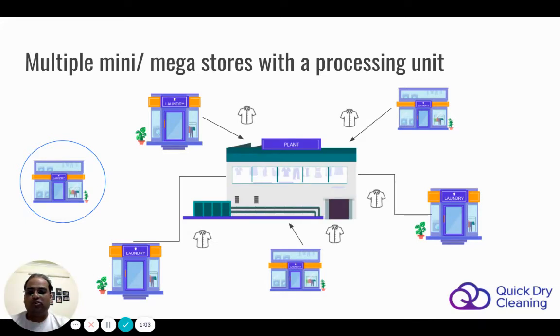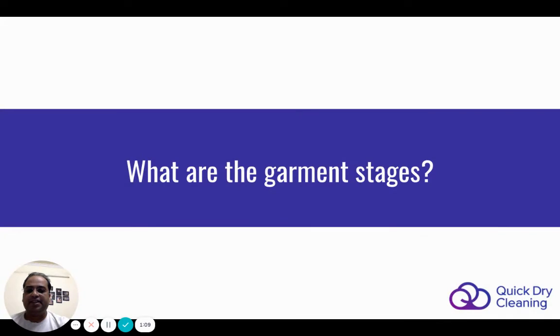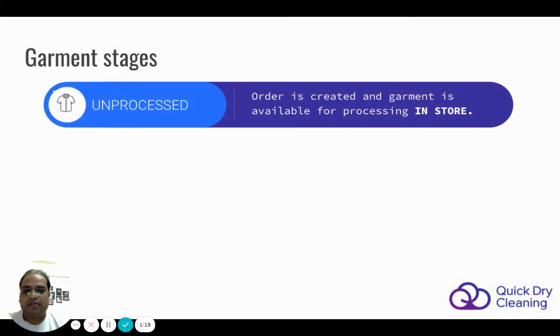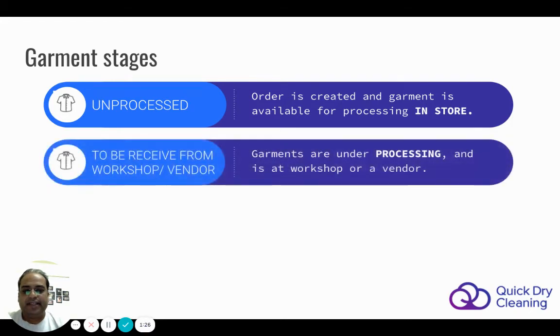Now, to control all these different types of scenarios, we need multiple garment stages. Now let's talk about what the garment stages are. So the first stage is unprocessed. Once you have created the order, the garments are still in the store and are pending, available for processing. Next is when you have sent garments for processing and you are still waiting for these garments to be received back from a workshop or a vendor.